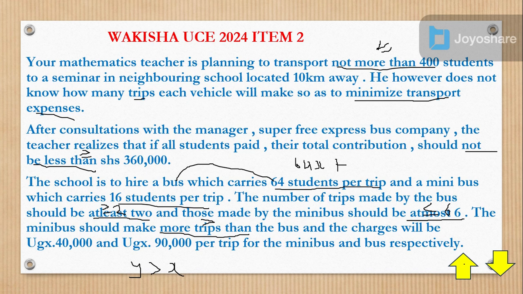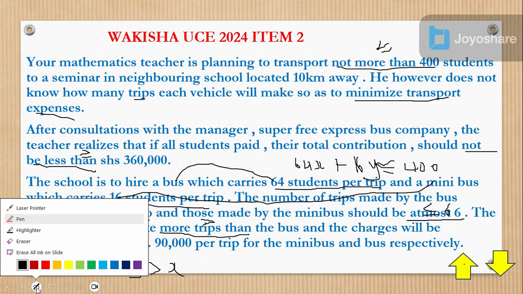And the minibus, that's Y. A minibus which carries 16 students, as shown there. So that will give us 16Y. Now since you're dealing with the number of students, but their total is not more than 400, that means less than or equal to 400. Okay, clear of this. I hope we are together there. We can now proceed.